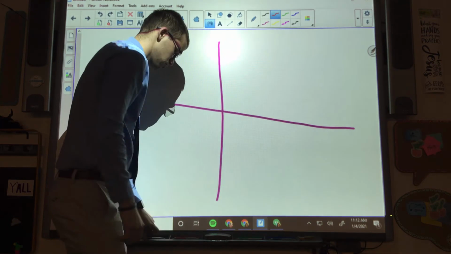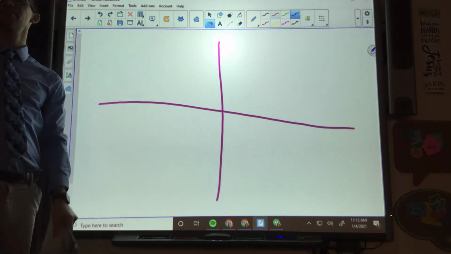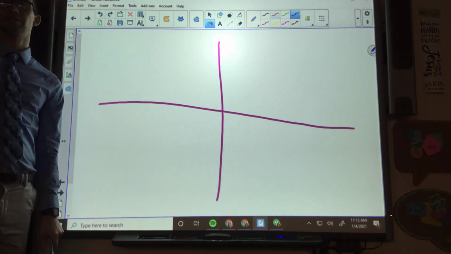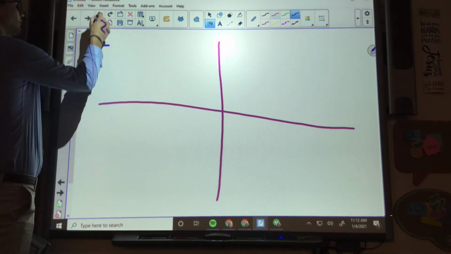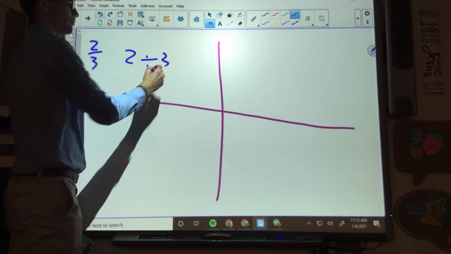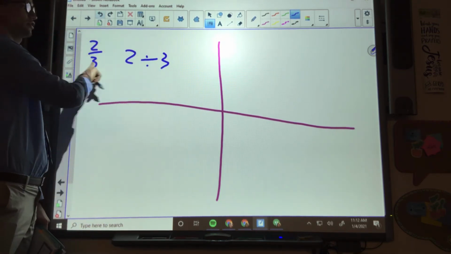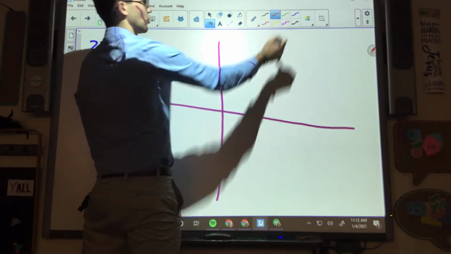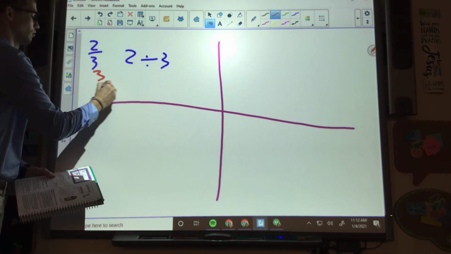You guys ready? On your marks. All right, this time you're doing the opposite. So if I write 2/3, you need to write 2 divided by 3. Got it? Okay, this is easy. So this is an example. I'm going to write these all in red. Ready? Go.